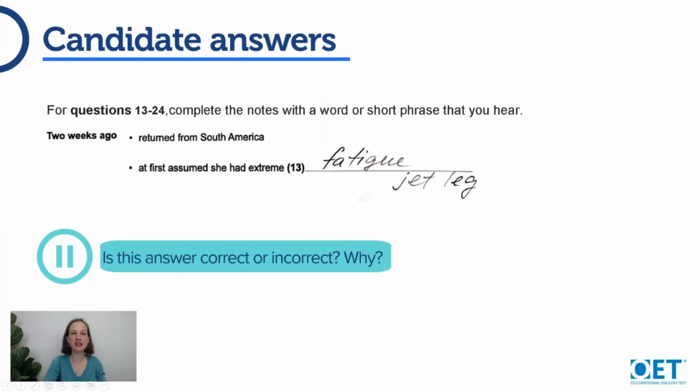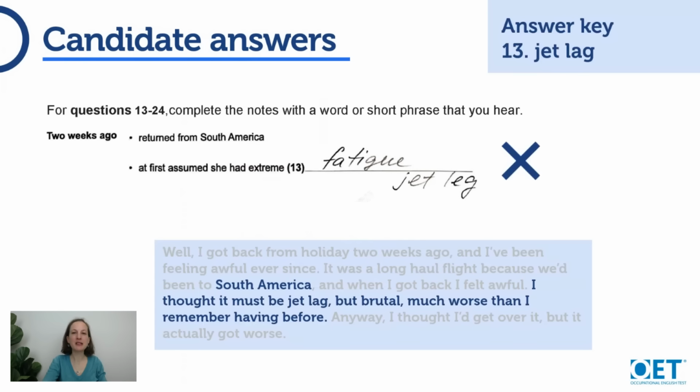Here is question 13. Pause the video and restart when you are ready to hear the explanation of why these answers, fatigue and jet lag, are wrong or correct. Fatigue is wrong because the candidate did not follow the instructions to write a word or short phrase that they heard in the audio and has made an assumption based on the words in front of the gap. Jet lag is wrong because the misspelling changes the meaning of the word and the term is common enough to be spelt correctly at the level of English proficiency OET candidates are working at.